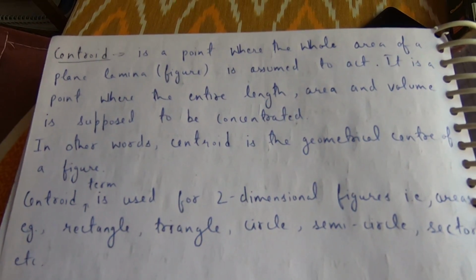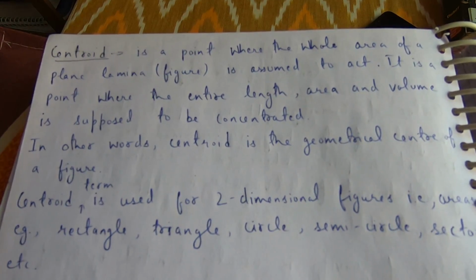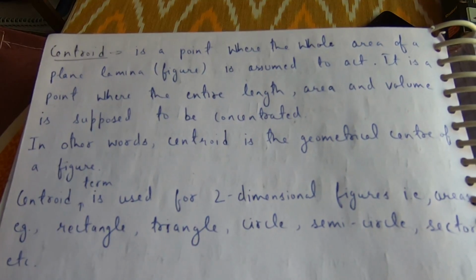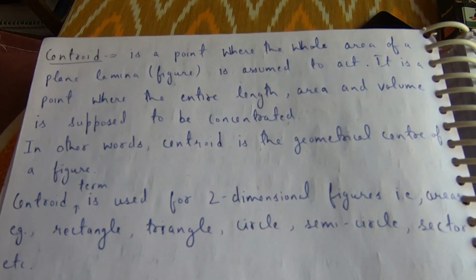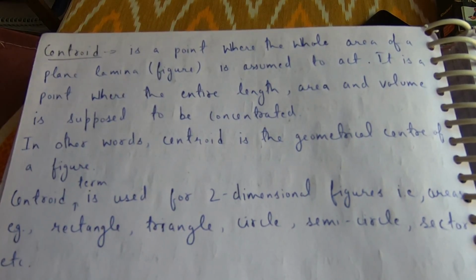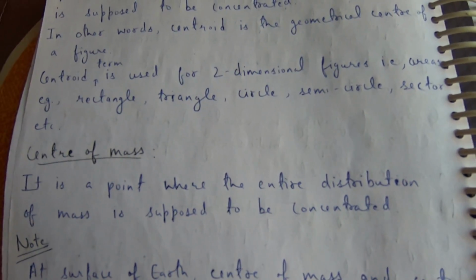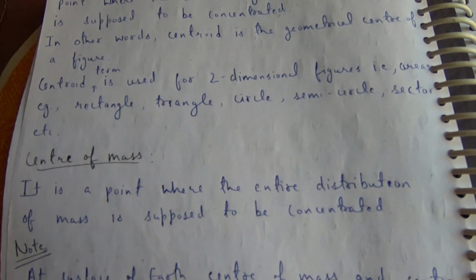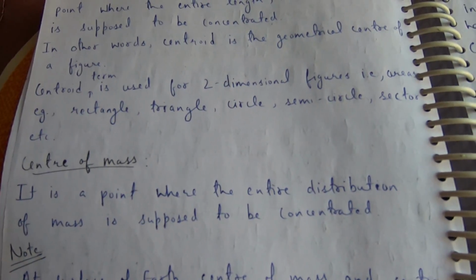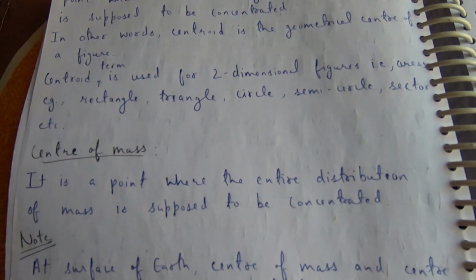Centroid. Centroid is the point where the whole area of a plane lamina figure is assumed to act. It is the point where the entire length, area, and volume is supposed to be concentrated. In other words, centroid is the geometrical center of a figure. The term centroid is used for two-dimensional figures, that is, areas. Example: rectangle, triangle, circle, semicircle, sector, etc.